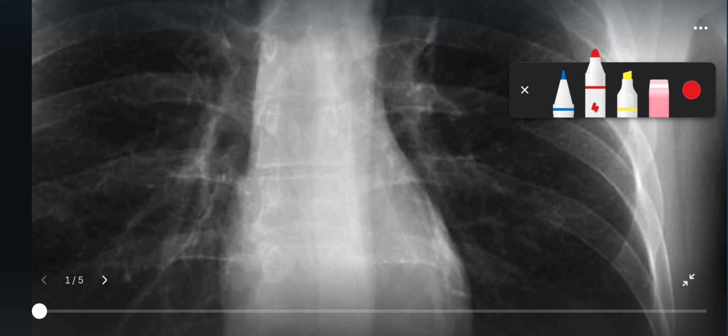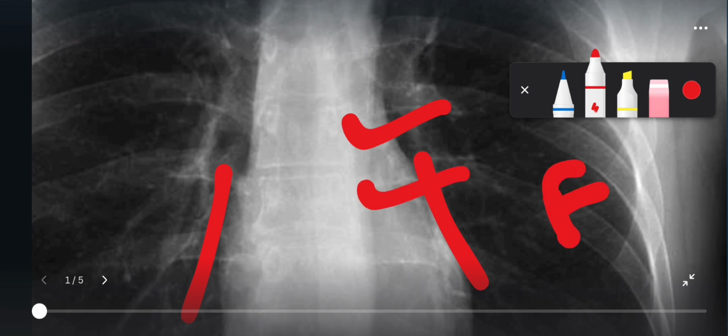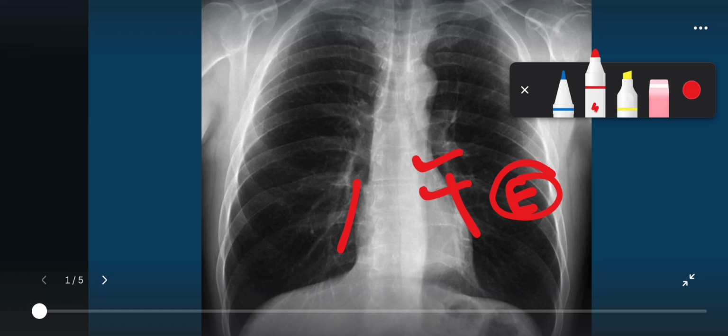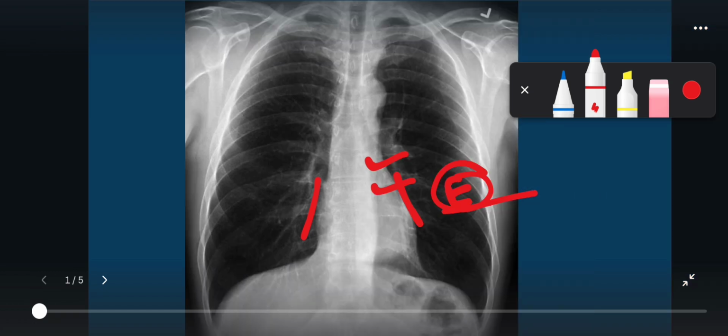Look at it very carefully. From this cardiac picture, from this heart, if you are able to see these vertebrae, that is a good exposure. So now what is next? Next is our ABCDE. A is airway.